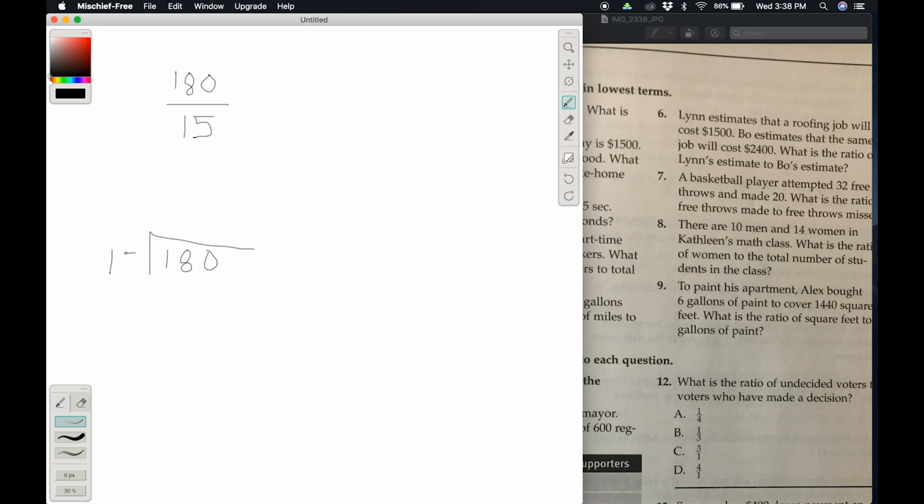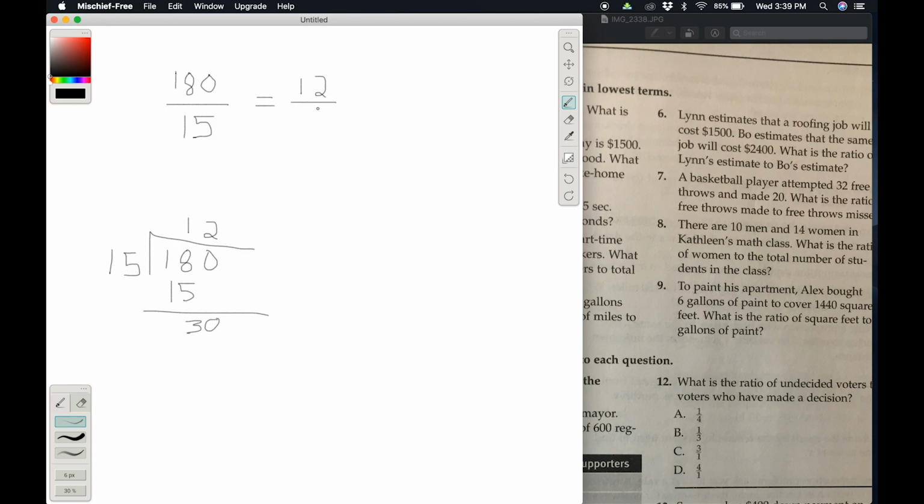I'm using a mouse pad or trackpad here, so my writing isn't so great, so please forgive me. So 15 goes into 18 one time. 1 times 15 is 15. 8 minus 5 is 3. 15 goes into 3, it does not, so we have to bring down the 0. 15 goes into 30 2 times. Okay, so basically, now we have this, since 15 does go into there.